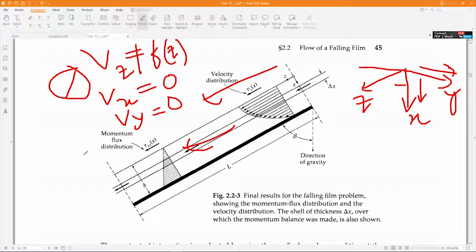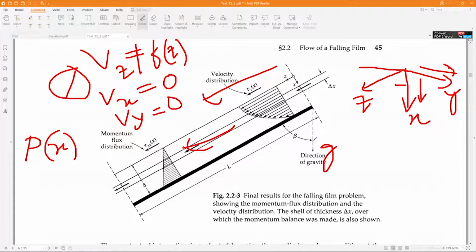Now, pressure will be a function of x direction, because we have a fluid exerting pressure on the bottom fluid. So pressure will be in this direction. Okay, this is a falling film problem. And what else? Nothing else. Definitely this is the gravity.